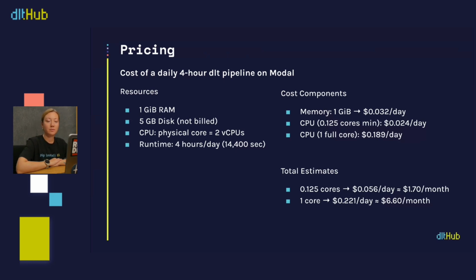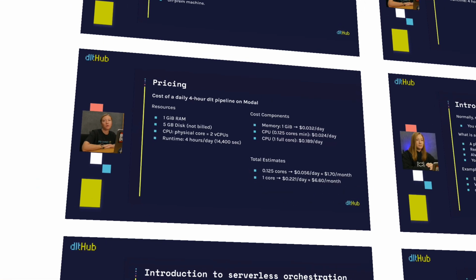For compute, we can choose between a fraction of a CPU or a full core. Now the numbers. Memory costs about 3 cents a day. A minimal CPU share costs 2 cents a day. A full CPU core costs about 19 cents a day. So in total, running on a fraction of a core would be about 6 cents a day, or around $2 per month. And with one full core, it's still only 22 cents a day, or around $7 per month. That means you can run a daily production pipeline for the price of a cup of coffee.